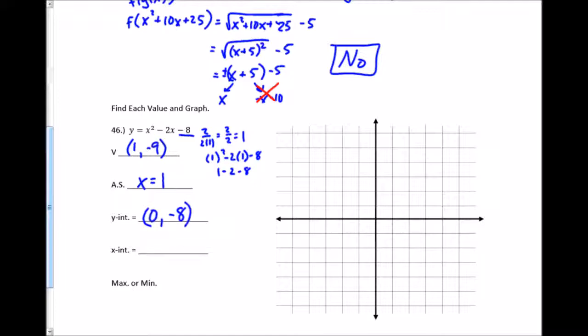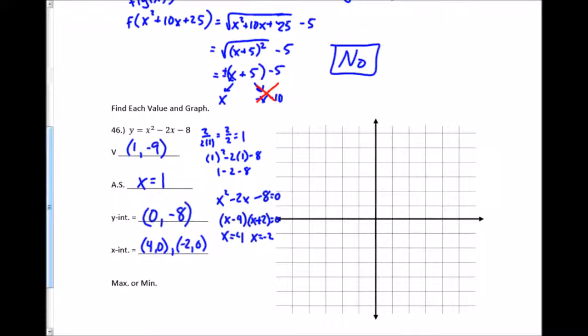The x-intercept, I plug a 0 in for y, which essentially means I'm going to have x squared minus 2x minus 8 equals 0. And now I just have to solve this. This factors into an x minus 4 and an x plus 2. I set each factor equal to 0, so I get x equals 4 and x equals a negative 2, which means I have these two ordered pairs, the (4, 0) and the (negative 2, 0).